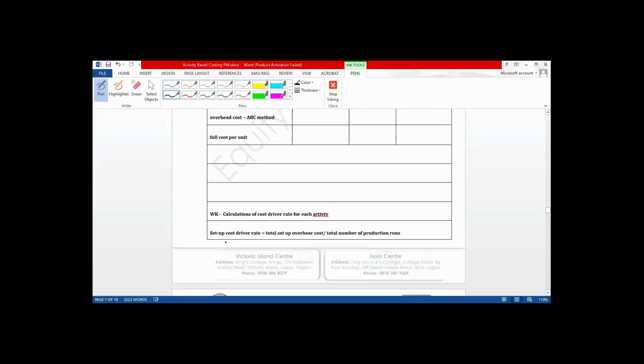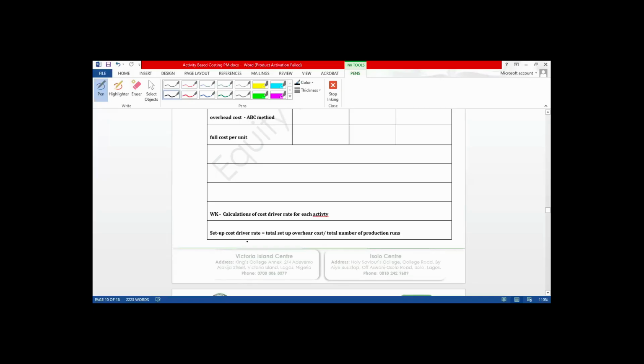The first one, setup cost driver rates. Yes, Dean, your question, your comments? Thank you, sir. Please quickly tell us what will happen if it's tied to units. Suppose it is tied to units, so that we can use one stone to hit two birds.